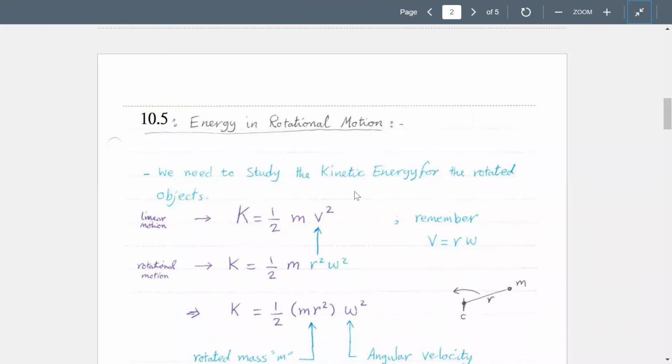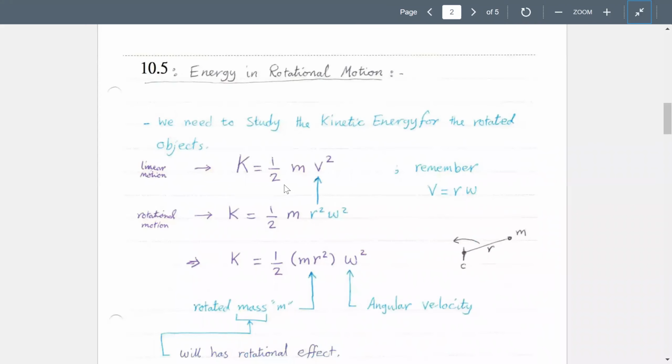Now, if we need to study the kinetic energy in the rotational motion, we know that from before, the kinetic energy in linear motion is equal to half mv squared. But remember that v is equal to r omega. v is equal to r omega, but it is squared. So it is r squared omega squared. Now we have in the place of mv squared, we have r squared omega squared, and the half is the half. We can reorder our quantity like this.